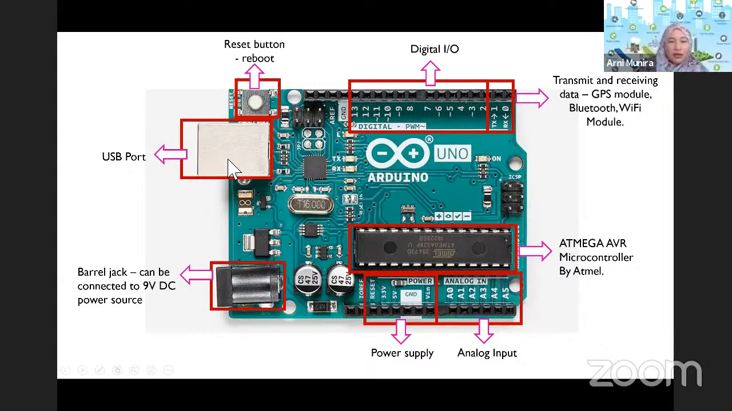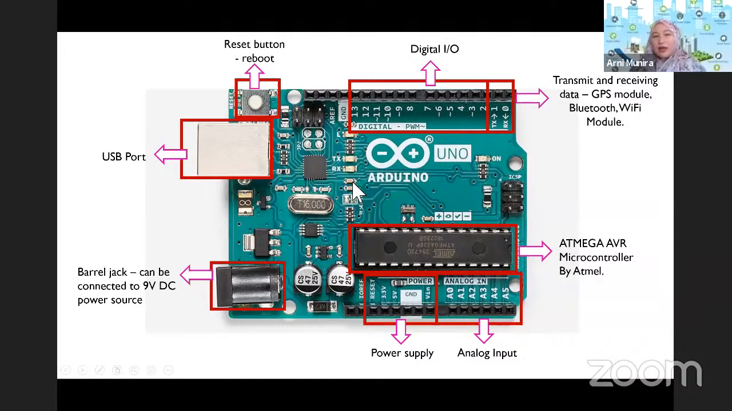Of course we can power up our Arduino Uno using the USB port, but we can also use this barrel jack, which can be connected to a 9-volt DC power source. So either attach your prototype to the computer, or use a single prototype with a 9-volt DC power source. There is already a voltage regulator inside this board, so you don't have to worry. The 9 volts is regulated to 5 volts to power up this Arduino board.